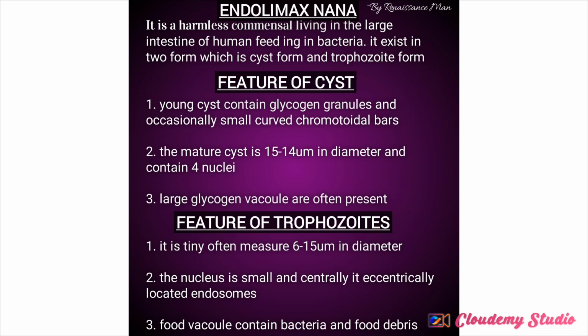So they have food vacuole in trophozoite and they have glycogen vacuole in what? In cyst. You understand? So the trophozoites are often tiny, about 6 to 15 micrometer in diameter. Can you see the trophozoite? They're about 6 to 15 micrometer in diameter, and the nucleus is small and it's eccentrically located endosome.